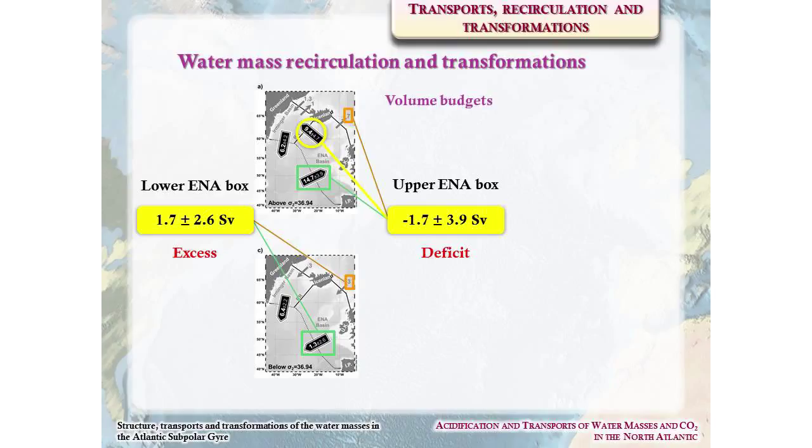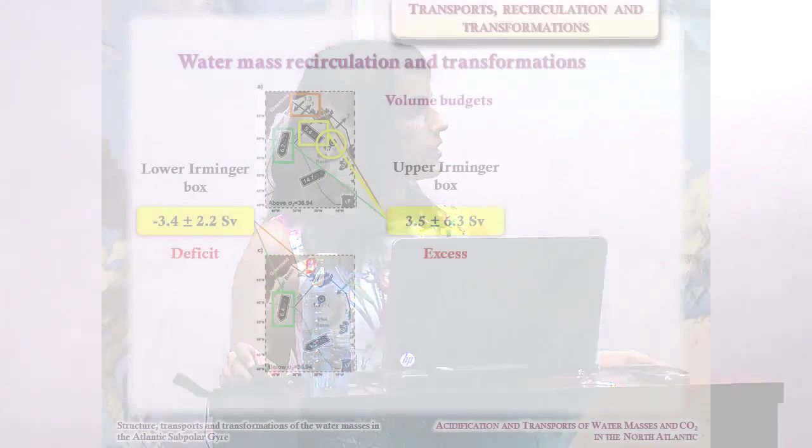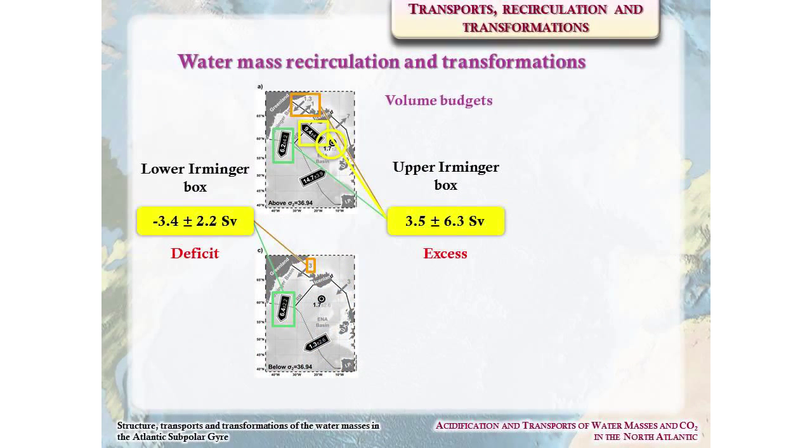Doing the same for each basin, we obtain an excess of 1.7 Sverdrups in the lower Eastern Atlantic box and a deficit of 1.7 Sverdrups for the upper Eastern Atlantic box. Therefore, these 1.7 Sverdrups should upwell from the lower to the upper Eastern Atlantic box. And for the Irminger Basin, we obtain a deficit of 3.4 Sverdrups for the lower Irminger box and an excess of 3.5 Sverdrups for the upper Irminger box. Therefore, this excess of 3.5 Sverdrups should downwell and become part of the lower Irminger box.